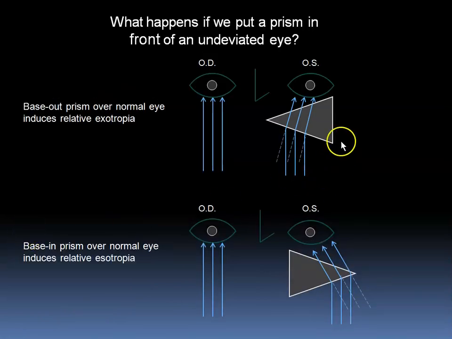What happens if we put a prism over an undeviated eye? Here we have a base-out prism which is bending the light towards the base and the virtual image towards the apex. The pupil has a relative outward position to the incoming light, and this is therefore an induced relative exotropia. Here we have a base-in prism bending the light towards the base so that the virtual image is bent towards the apex. The pupil has a relative inward position compared to the incoming light, and this is induced relative esotropia.